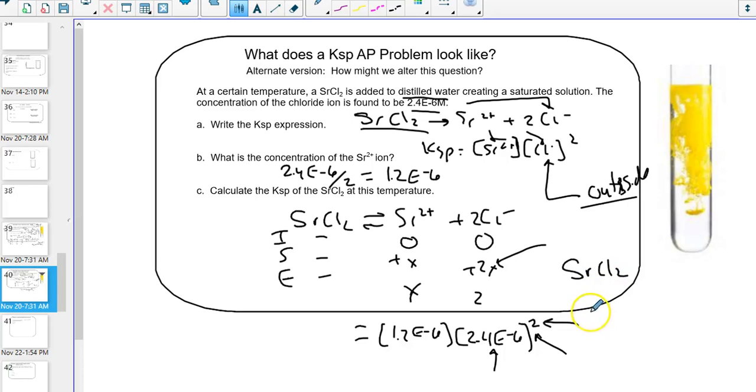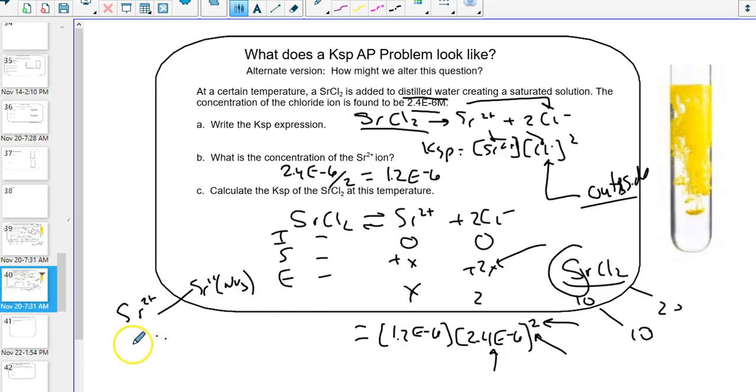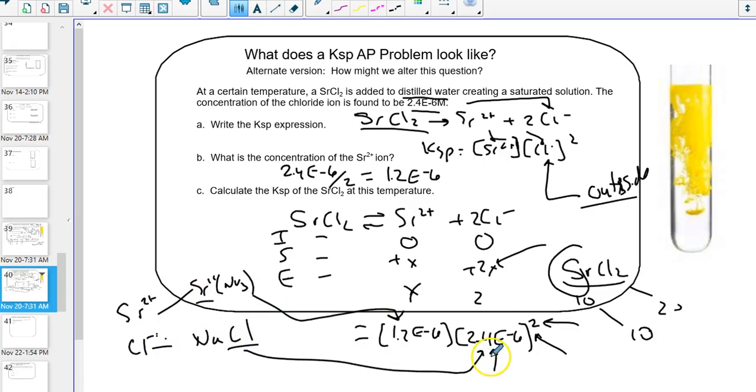Strontium chloride. You can't memorize this. You should note that if I dissolve 10 of these, what am I getting? I'm getting 10 of these. I'm getting 20 of these. All right, so I could get the strontium from one source. Let's say I get strontium from strontium nitrate, and I get the chloride from sodium chloride. Okay, 2 different sources. Now, I would just plug in the concentration of strontium that I have from there, and plug in the concentration of the chloride from there. Great. And still, I would square it.